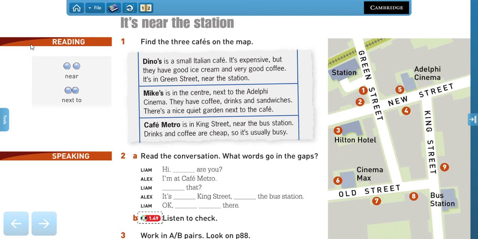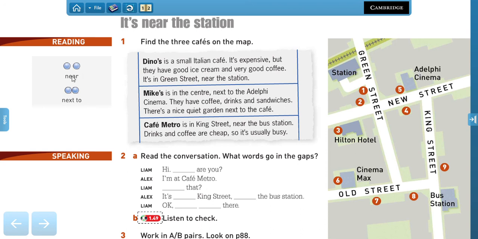Now, if you pay attention here, the difference between near and next to. We use the word next to talk about places that are one beside the other one, like number 6 and the cinema maybe, right? Or number 5 and Adelphi Cinema. They are right beside one another. They're neighbors, right? Close neighbors.